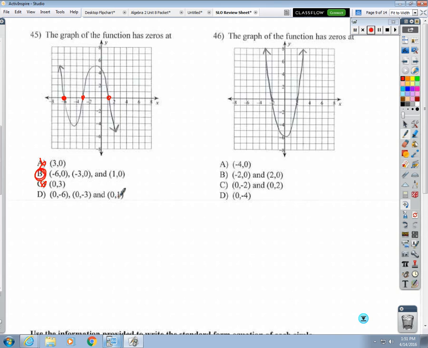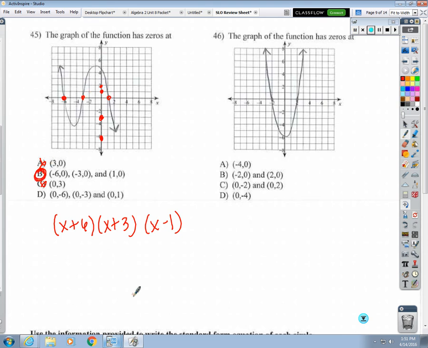B. 0, negative 6 would be here. 0, negative 3 would be here, and 0, 1 would be here, actually. No, only if you're writing them as factors. Like if you're asked to write this negative 6 as a factor, you would write x plus 6. And you would have written, where is that one, negative 3? You would have written x plus 3, and you would have written x minus 1. But you're not writing them in factor form. You're just actually given the points, which are negative 6, 0, negative 3, 0, and 1, 0.